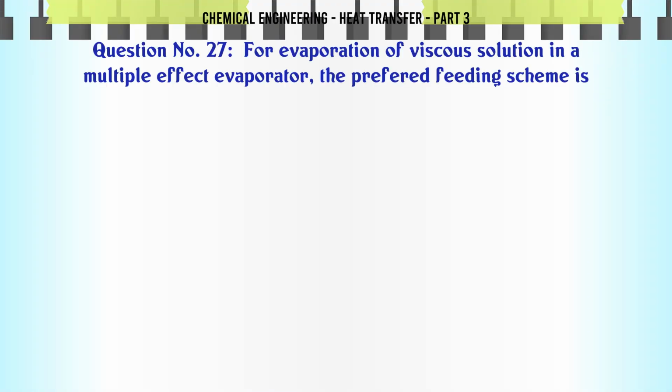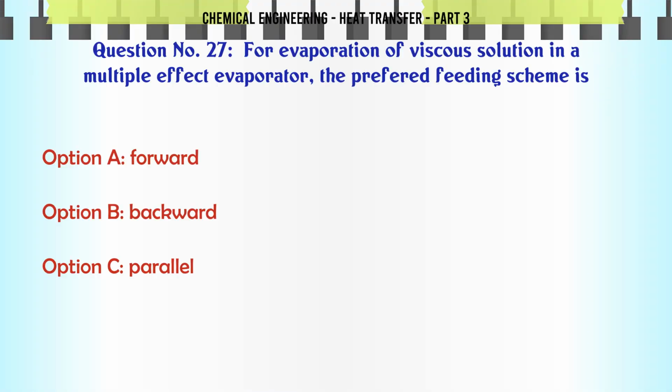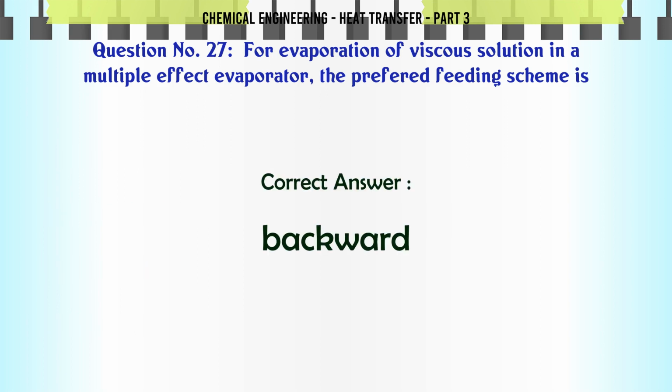For evaporation of viscous solution in a multiple effect evaporator, the preferred feeding scheme is A. Forward. B. Backward. C. Parallel. D. None of these. The correct answer is backward.